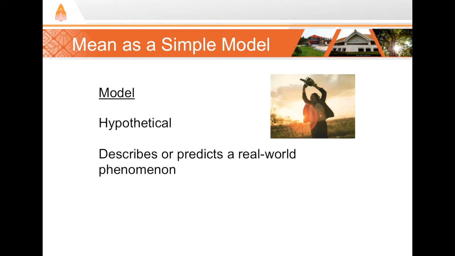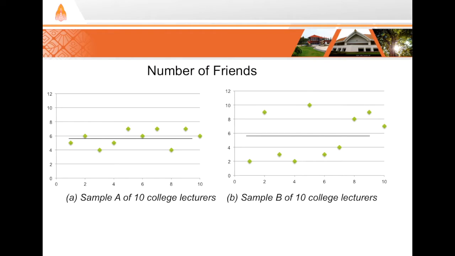Secondly, we can use the mean to describe a real-world phenomenon. My mean of 5.7 friends is our simplest and best way to describe the number of friends that these college lecturers have. It's a way to describe and possibly predict this real-world situation. How well does this model describe the reality? Well, let's consider two different realities.